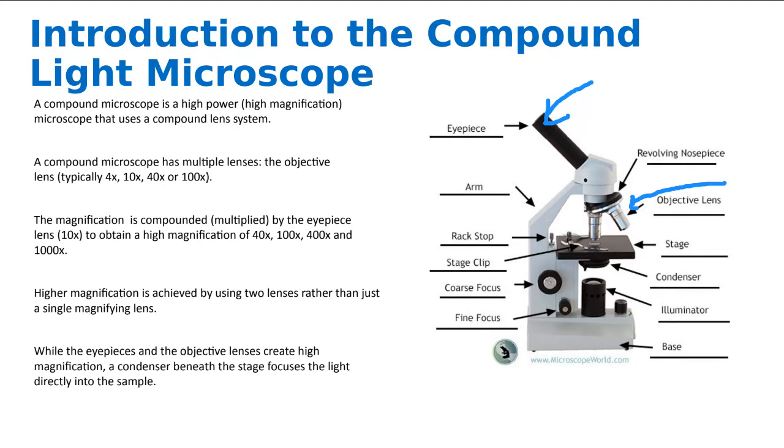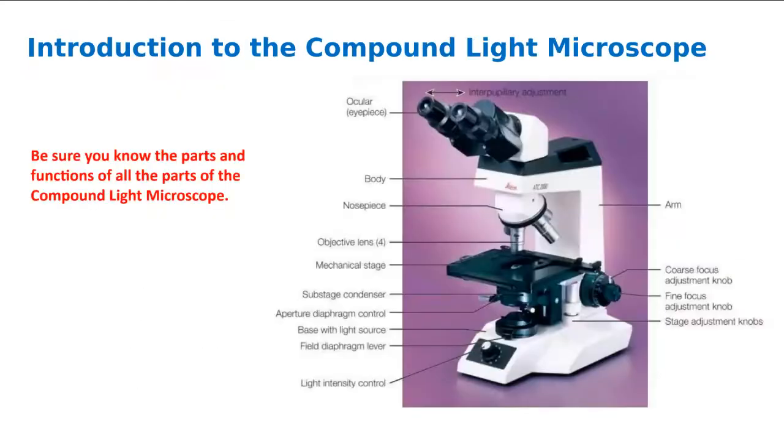So we call the 100X objective the oil immersion because it's so powerful that in order to be able to see the structure correctly, we need to have something that's going to correct for that refraction index, and we'll talk about that in a minute. Okay, so I want you to know these parts of the scope, right?